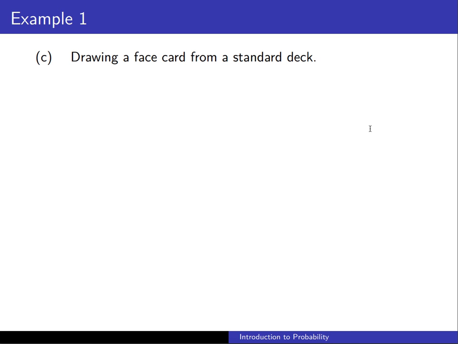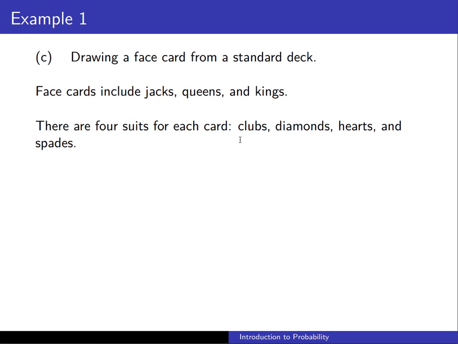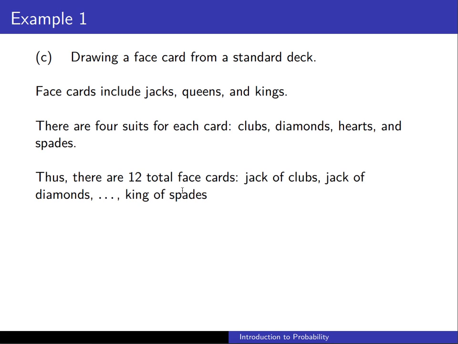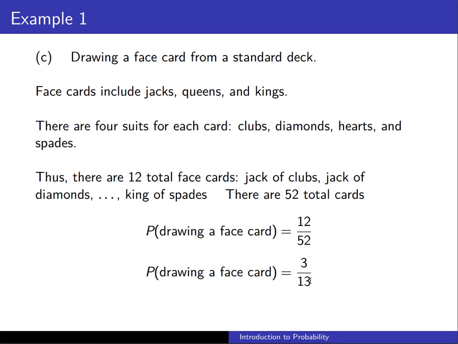Part C, drawing a face card from a standard deck. Well, we know that there are 12 face cards, which include jacks, queens, and kings, and then 4 suits each with clubs, diamonds, hearts, and spades. So jack, queen, and king, each one of these suits is represented. So we have, again, 12 face cards from the jack of clubs all the way to the king of spades. So we have 12 face cards out of the 52 total cards. 12 out of 52 reduces to 3/13.